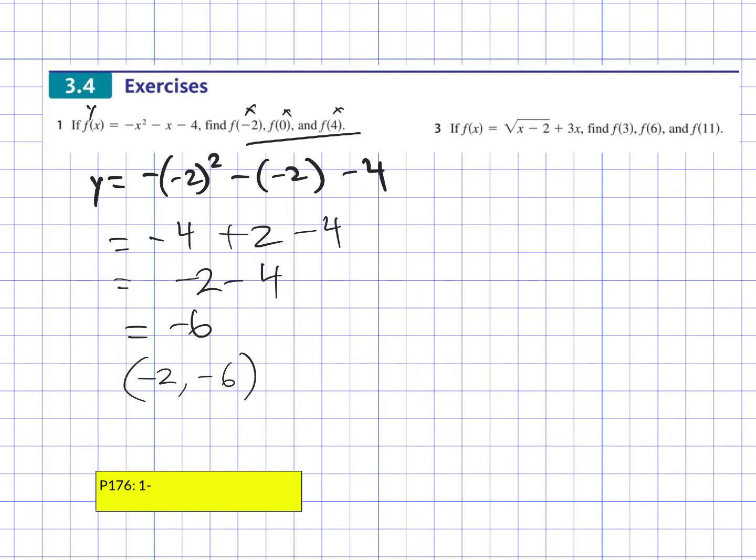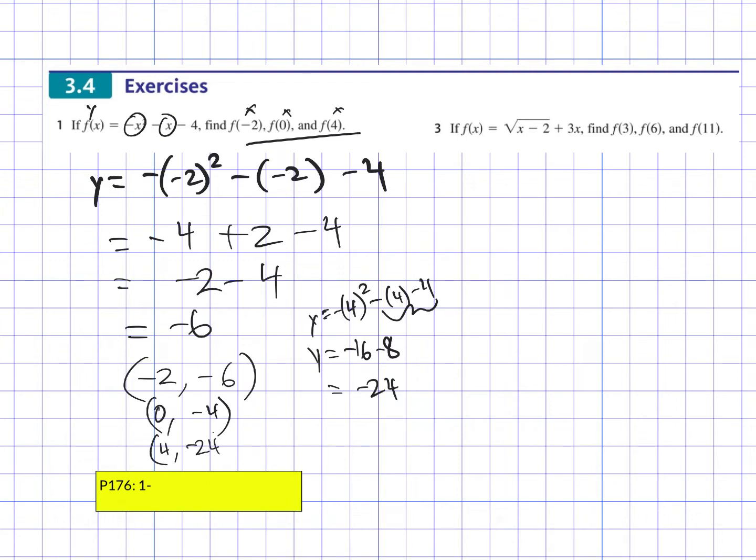Okay, so we plug 0 in, we're going to get the same thing. So 0, 0, minus 4 would be negative 4. So when x is 0, we get negative 4. And if you plug in 4, you start all over, and you do y equals negative 4 squared, minus 4, minus 4. So y equals negative 16 minus 8. That's negative 8, and that would be negative 24. So that answer would be negative 24.